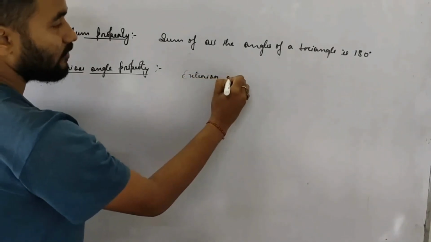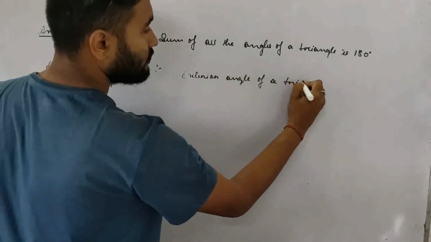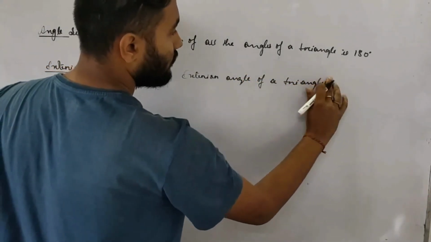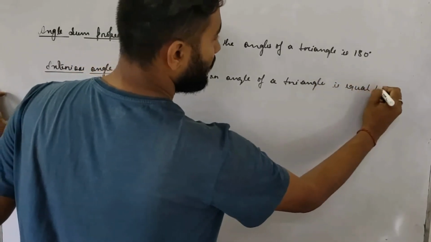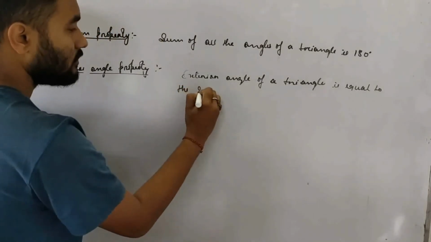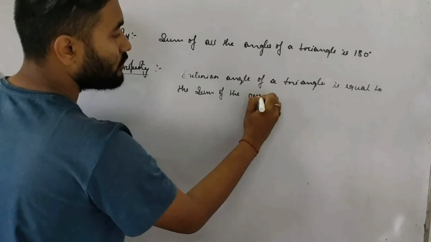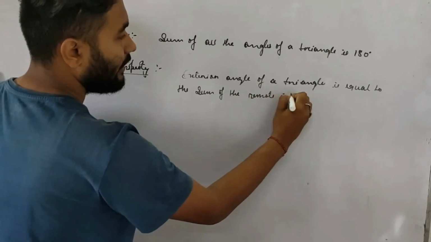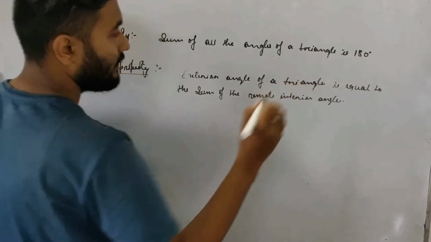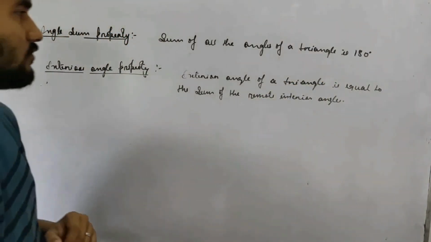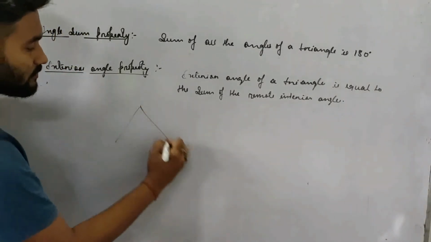Exterior angle of a triangle is equal to the sum of the remote interior angles. This is your exterior angle property. Understood? So let us see the diagram. The exercise we will start tomorrow.